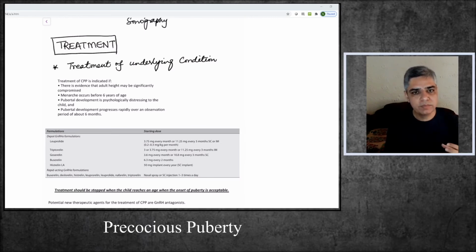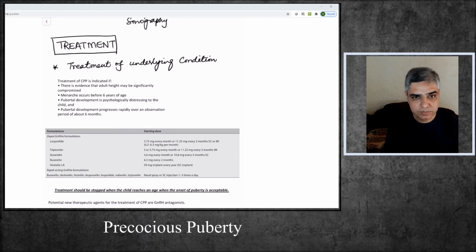So when you give the exogenous gonadotropin releasing hormone agonist, in the beginning it acts on the pituitary and they produce lots of hormones. So there would be a temporary aggravation of the symptoms. That's why when you are starting them on the treatment, it's very important you tell them, okay, I'm going to start treatment, and for the next few weeks to months there would be an aggravation in the symptoms.